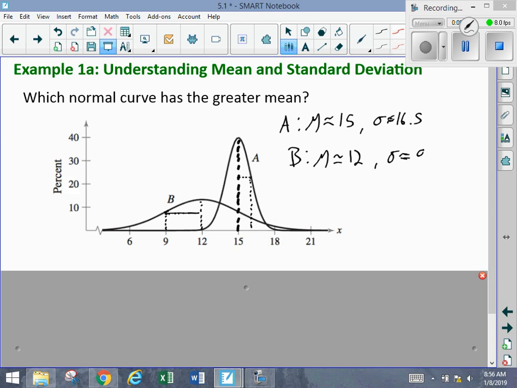Oh my gosh, why did I say 16.5 for this? Sorry about that. 15 to 16.5 would be, sorry, 1.5. We went a little slow. And then, because we're looking at this distance, and then for our standard deviation here, we're looking at what is that distance, right? From 12 to 9, it's around 3, right? So standard deviation's around 3.